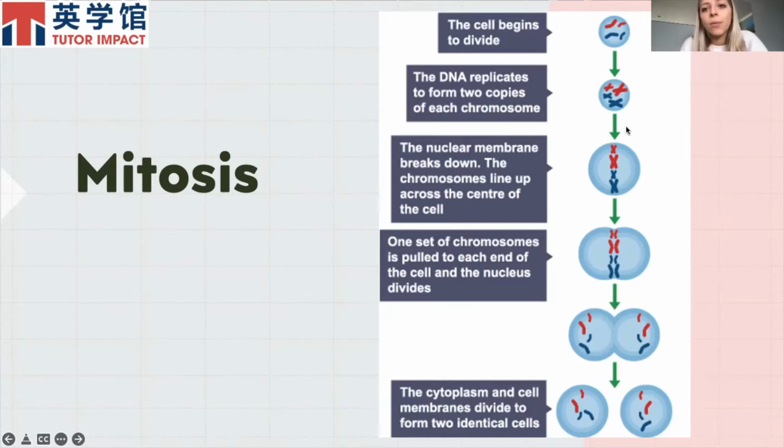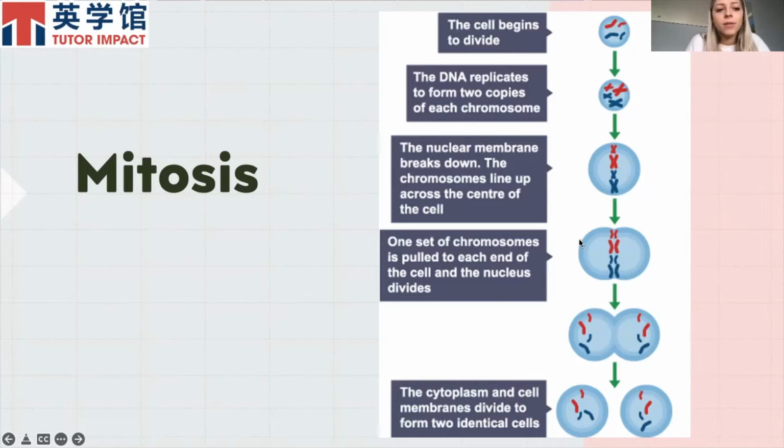So you can see here we are very clearly in interphase at the beginning of this diagram. So this first stage is interphase. And then from the third picture onwards, we enter into mitosis. Mitosis is where the chromosomes, so the pairs of X's, line up on the equator of the cell, so just the middle of the cell.